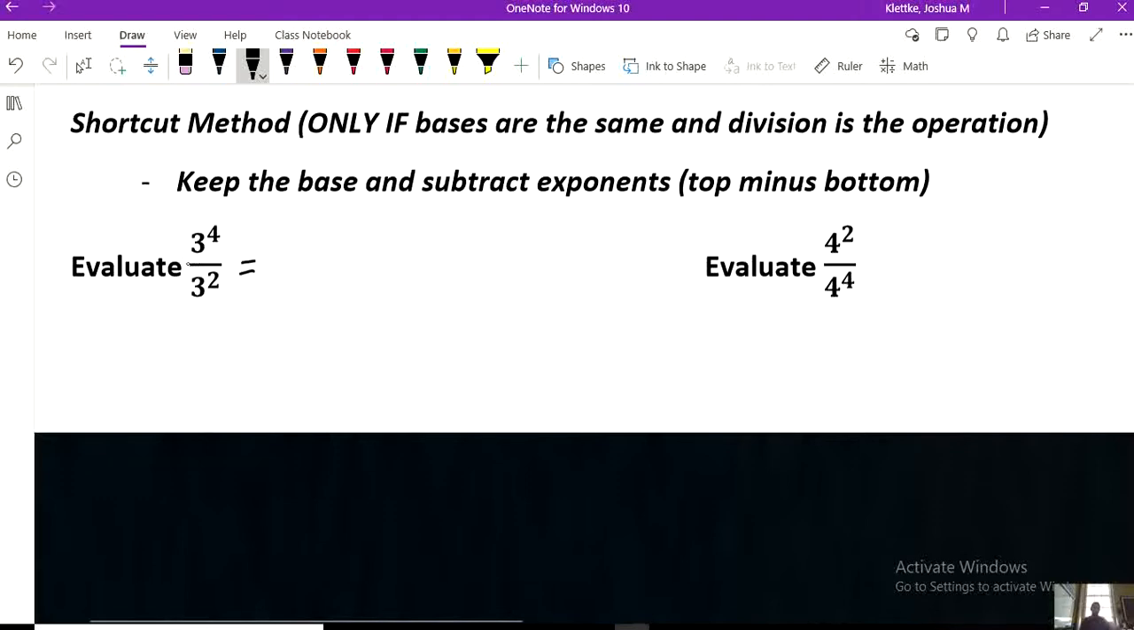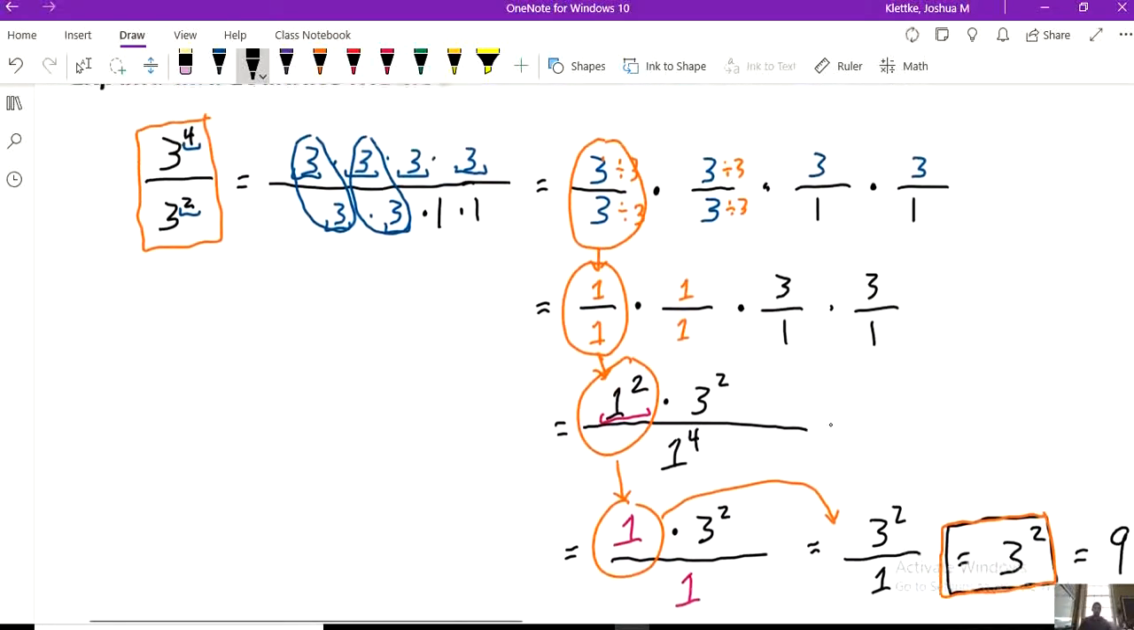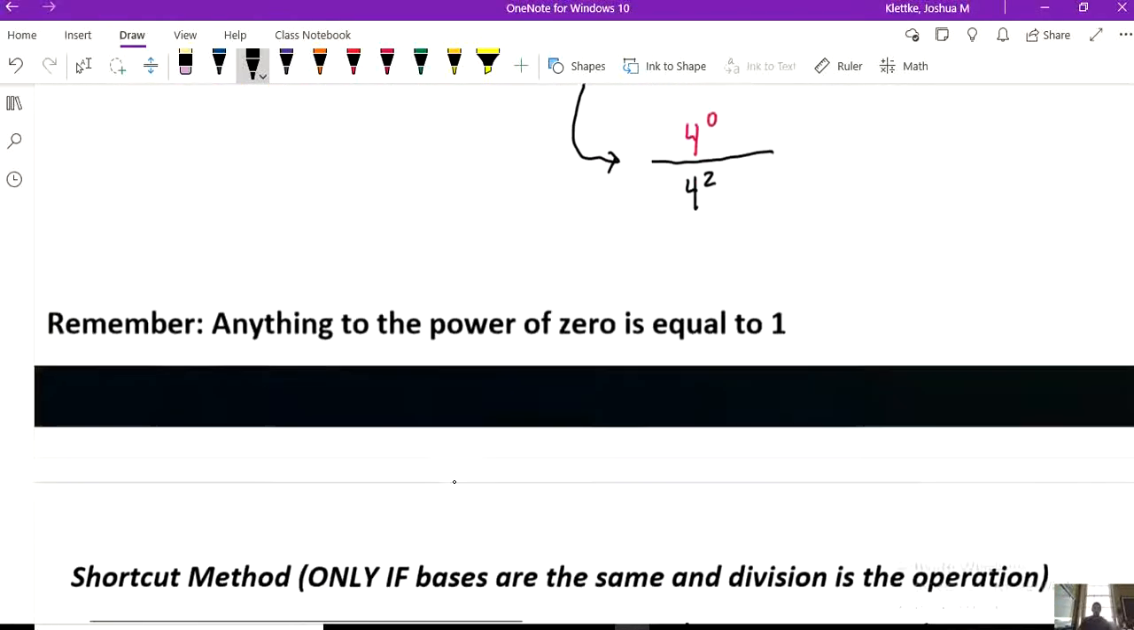First we see how it's division and how the base in the numerator and denominator is just 3. So I keep the base, I subtract, I do top exponent minus the bottom exponent. And it does make a difference. So look at this. We get 3, 4 minus 2 is 2. So we have 3 squared. That's the same thing we found by doing the expand and evaluate method. We found 3 squared to be the answer, which we know is 9.